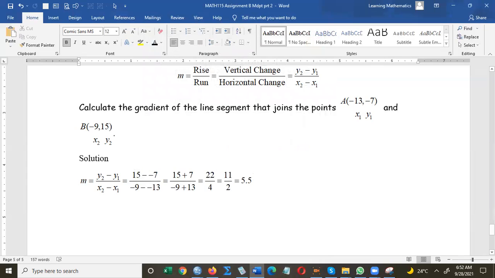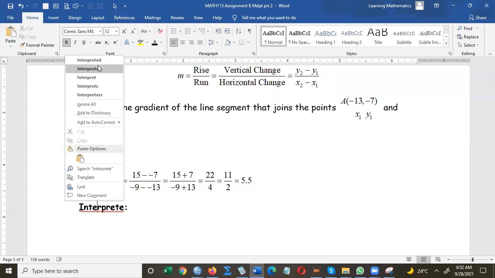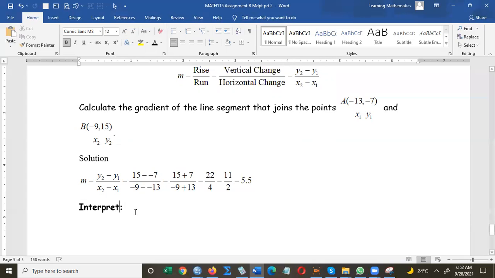It's always good to interpret. The midpoint is the middle point. The length is how long is the line, but the gradient now is a rate of change. So it's always good to interpret what that 5.5 means. What does that 5.5 mean? It is a rate of change. What does that mean? Let's take a little time to interpret this value.